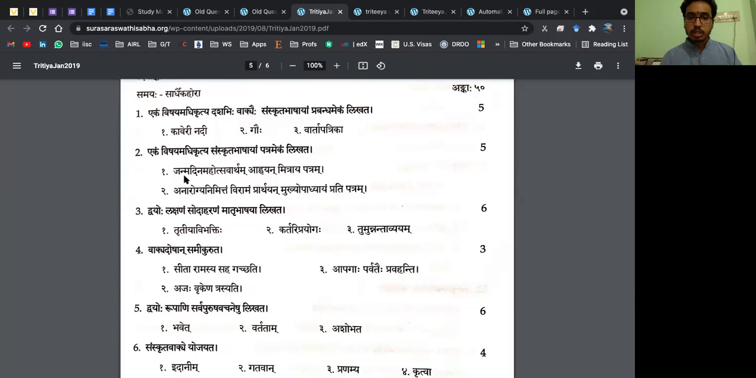If they have given you Janmadina Mahotsavartham Ahvayan Mitranaya Patram, you're inviting your friend for a birthday party. That's an informal letter you're writing to your friend. Anarogya Nimittam Viramam Prathayam, so you're writing a leave letter. But here again, remember, Anarogya Nimittam, they have given you the reason.